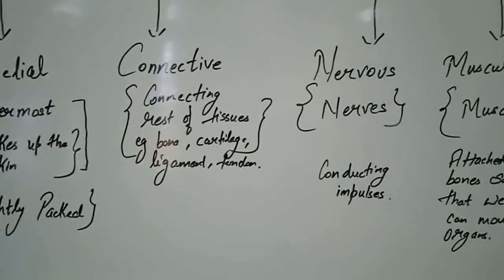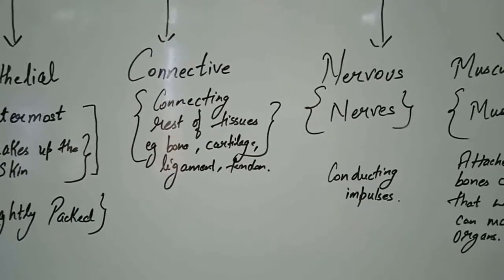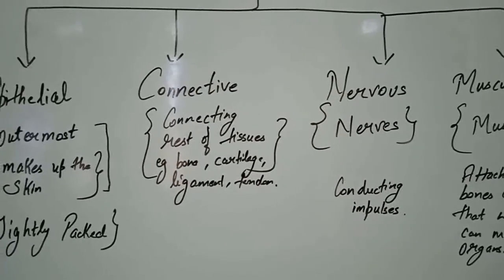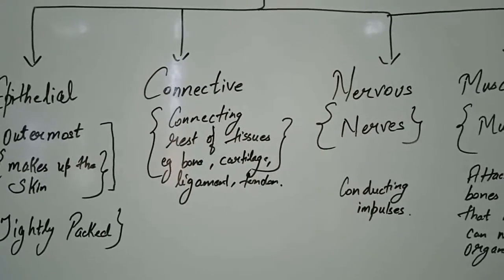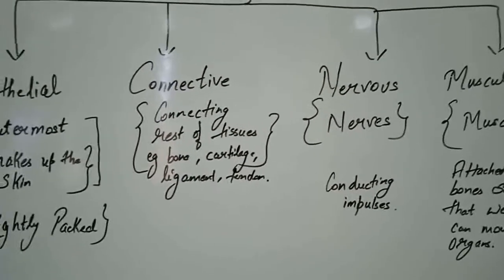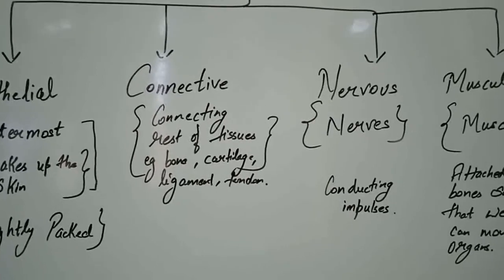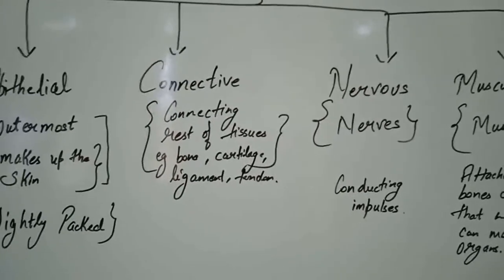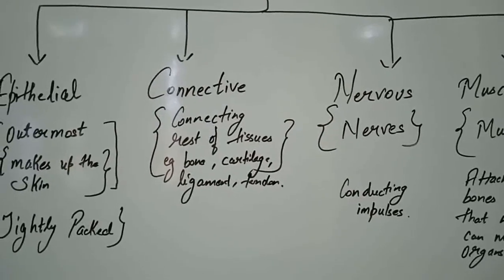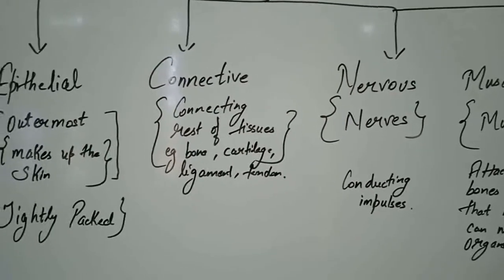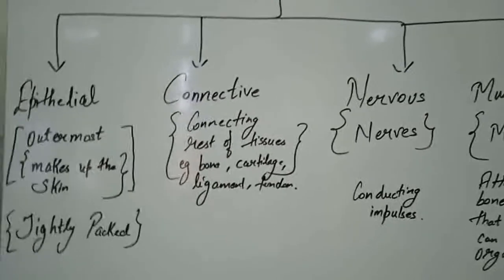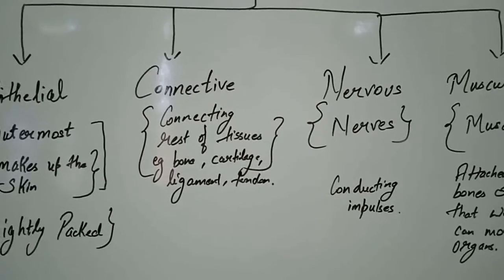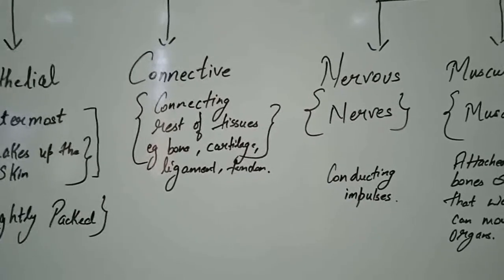The second type of animal tissue is connective tissue. So what is the function of connective tissue? There are so many things in our body: the bones, cartilage, ligaments, tendons that we are going to discuss later in this chapter. All these things, how are they connected? By the connective tissue. So what is the function of connective tissue? It helps in connecting the rest of the tissues together.